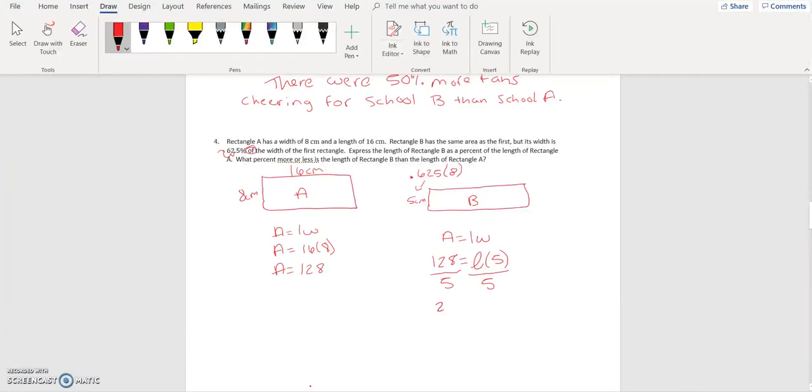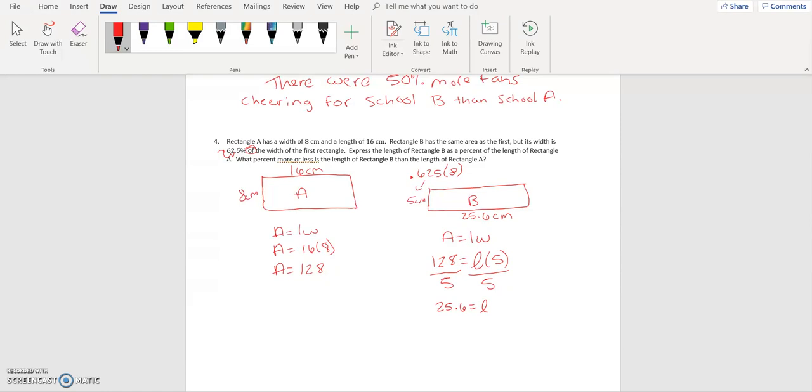So 25.6 is equal to the length. So this length is going to be 25.6 centimeters. I needed to know that length, but I still haven't answered my question.